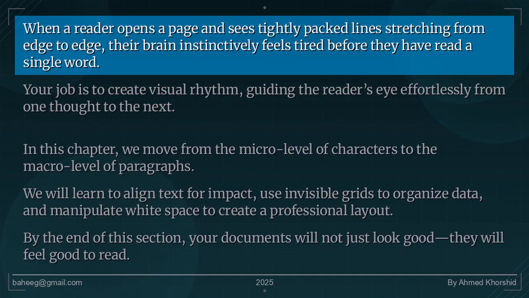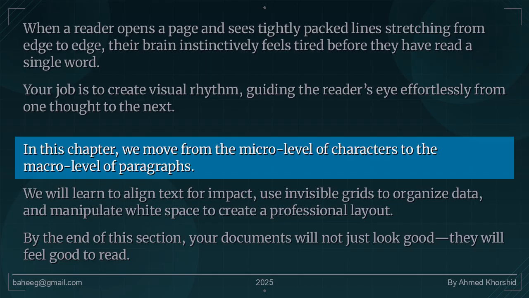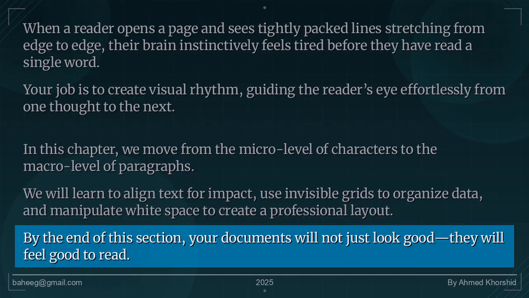When a reader opens a page and sees tightly packed lines stretching from edge to edge, their brain instinctively feels tired before they have read a single word. Your job is to create visual rhythm, guiding the reader's eye effortlessly from one thought to the next. In this chapter, we move from the micro level of characters to the macro level of paragraphs. We will learn to align text for impact, use invisible grids to organize data, and manipulate white space to create a professional layout. By the end of this section, your documents will not just look good, they will feel good to read.